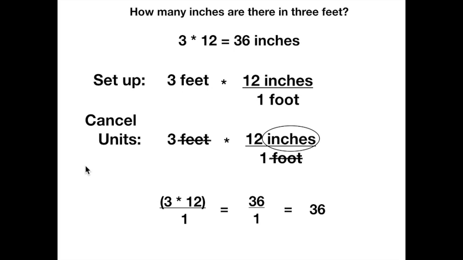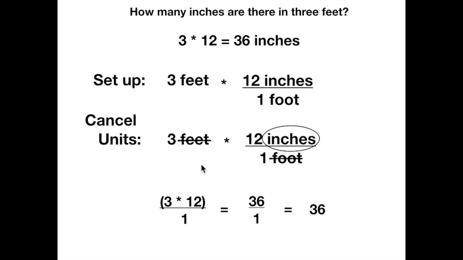So in this example, we're crossing out feet. We've got 3 feet, cross that out because there's also feet on the bottom. And that leaves us with only one unit remaining, and that's inches. And that's what we want, because we want to know how many inches are there in 3 feet. This is something we did in our head, but I'm just showing you how we're setting this up. Then by the math of multiplying across the fractions, we multiply everything across the top, 3 times 12. And then we multiply everything across the bottom, which is only 1 here.